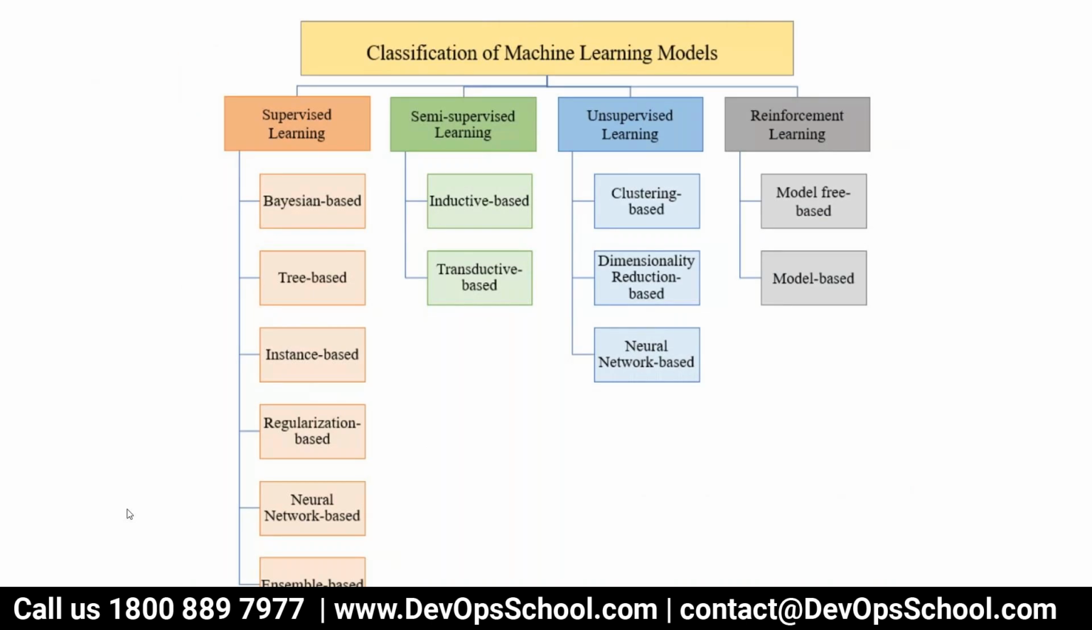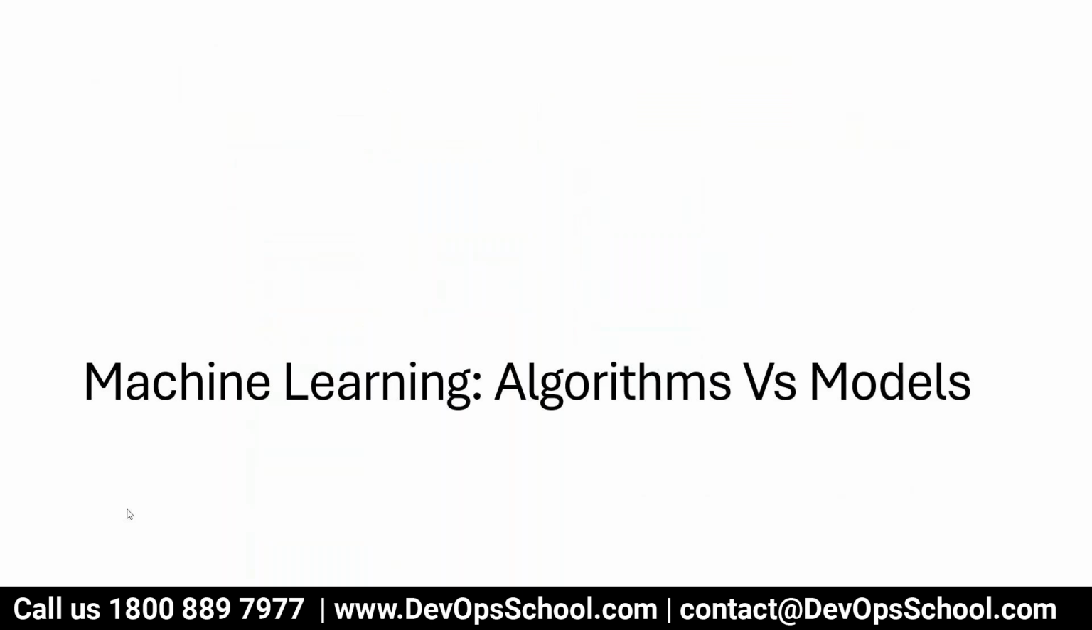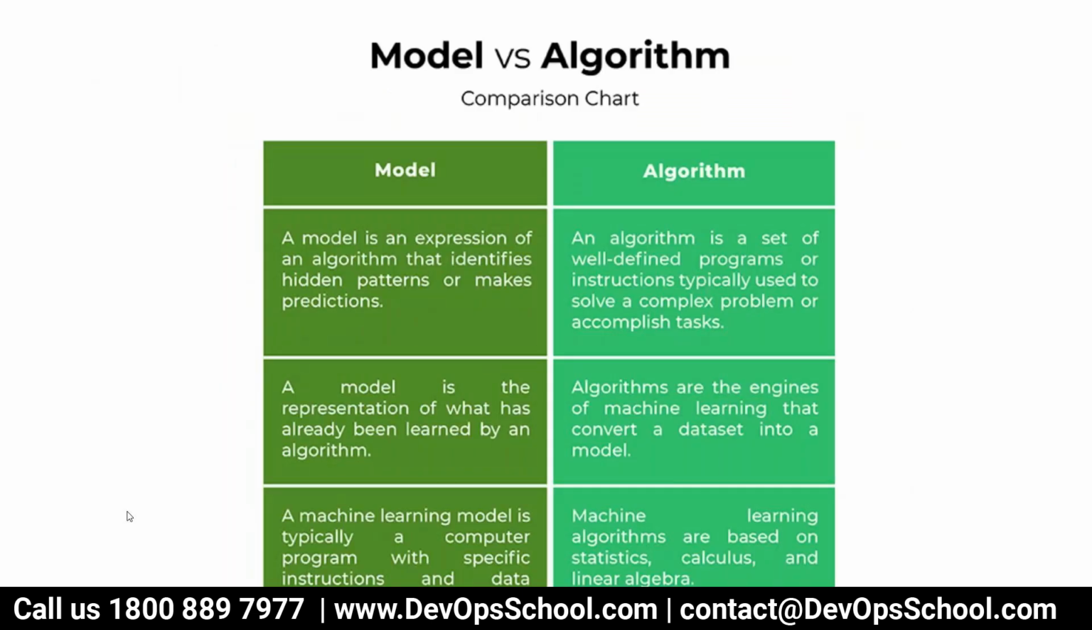Again, these are some of the algorithms. I'll just skip it, we have discussed it too many times. So what is the difference between a model and an algorithm? A model is an expression of an algorithm that identifies hidden patterns or makes predictions. An algorithm, as we discussed, is a set of well-defined programs and instructions typically used to solve a complex problem or accomplish a task. Something like this we have discussed already.